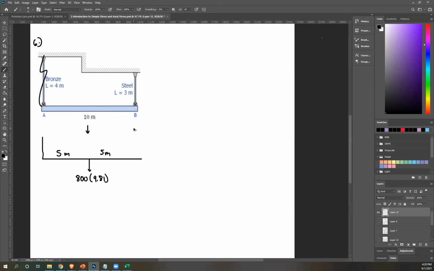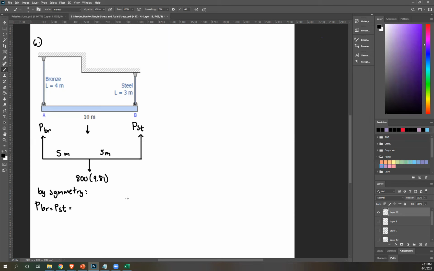Next, we have these rods, and these rods put this system into equilibrium. So most likely, they're upward, okay? So let's call this force in bronze member, force in steel member. So now you have your free body diagram. And then you can say by symmetry, okay, this is symmetrical, right? So PBR is actually equal to PST.